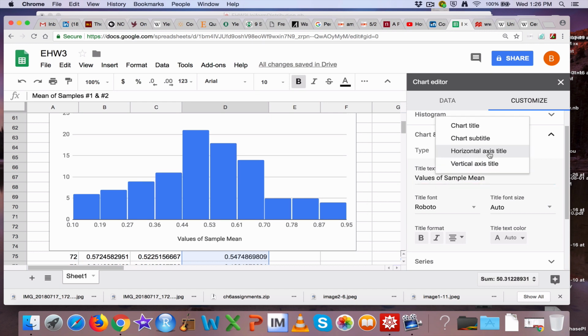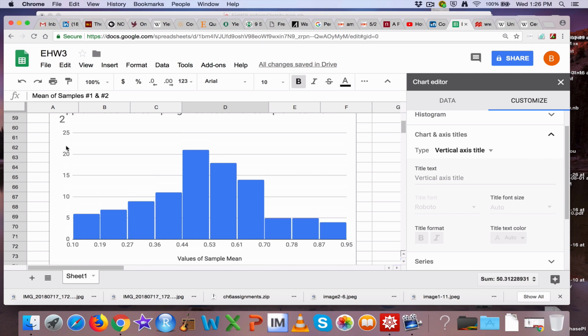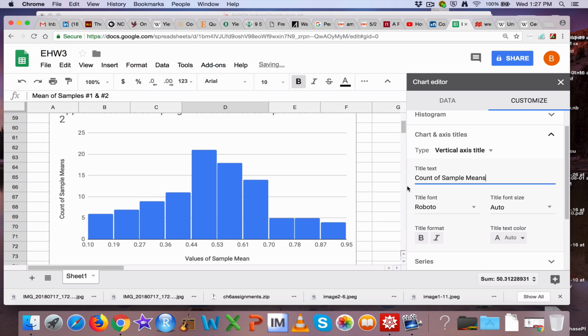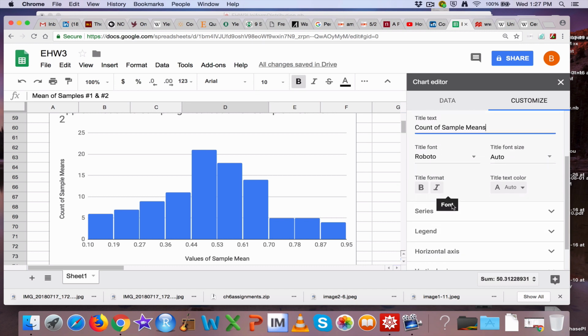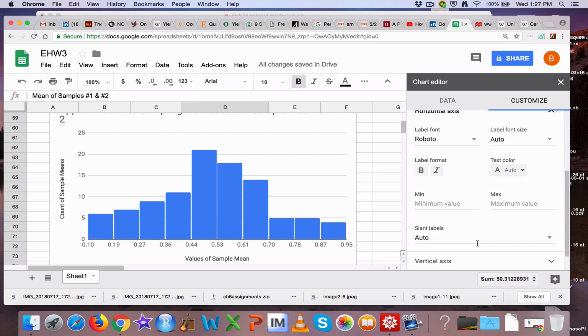And then we could do the vertical axis. In this graph, you can see these numbers are actual counts. There were 21, it looks like, values of x bar in that third column that were between 0.44 and 0.53. You'd call it count of sample means, for example, would be one way you could do it. Okay, so try to make the graph look nice if you're one of my students. You can do more things to make it look nicer, that kind of thing.